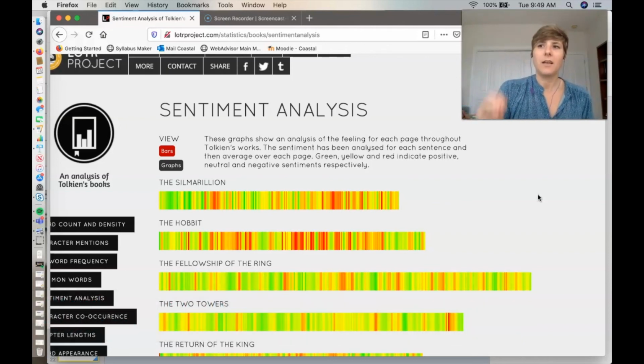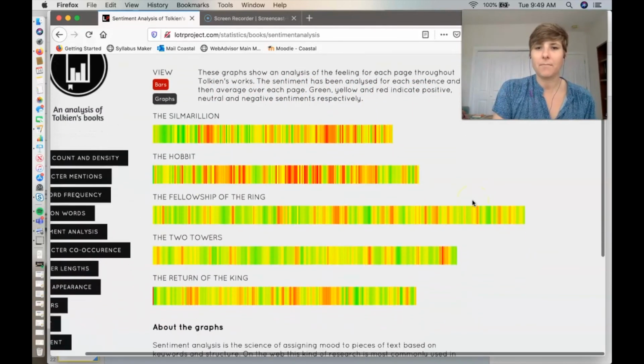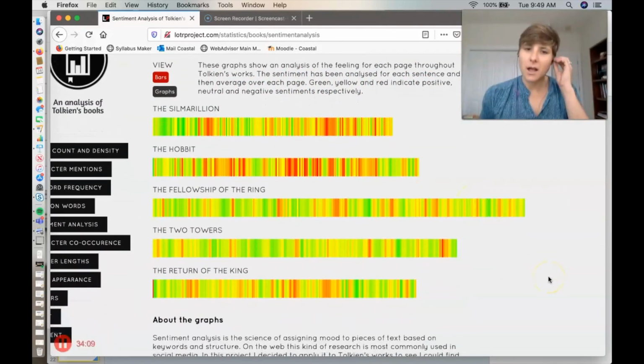Okay, so these graphs map that kind of difference, right? The frequency of negative sentiment words versus positive sentiment words, and then neutral ones. We can see from their description at the top that green, yellow, and red indicate positive, neutral, negative, respectively. From here, you're probably immediately noticing that the Hobbit and the Silmarillion are really red compared to the other three, which are a little bit more green, yellow, and orange with individual bands of red.